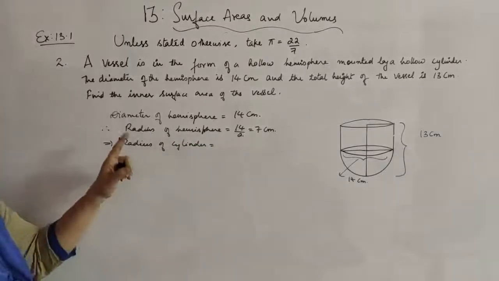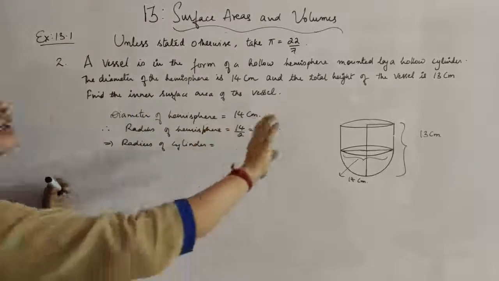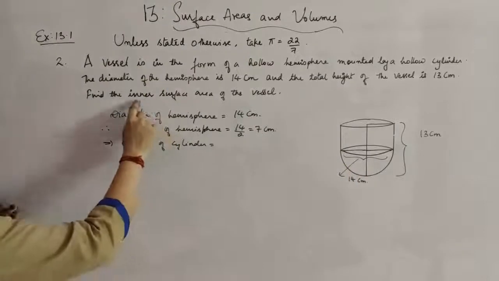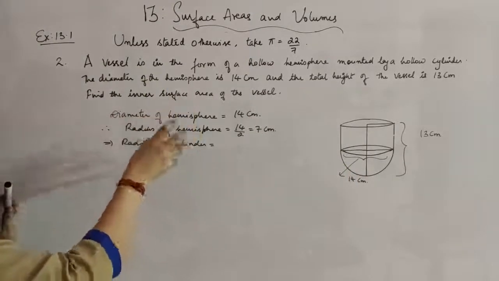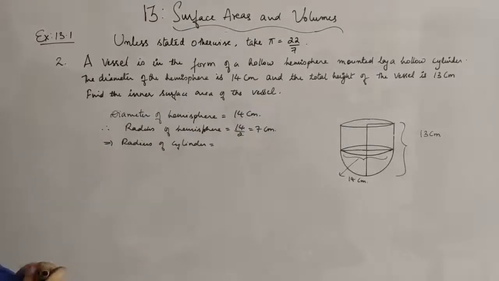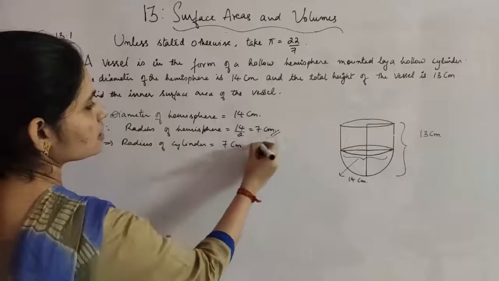And when we talk about radius or diameter, this is for the inner portion. That means the vessel can have the thickness also, but they are considering only the inner surface area. So we are taking this diameter to be the inner diameter and inner radius of both the things. Okay, and here this will also be 7 centimeters.